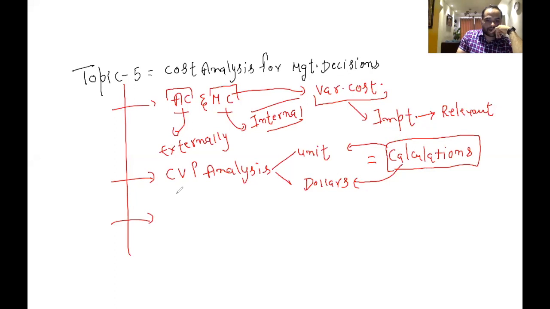Then next is the target profit. How many units do we have to sell in order to achieve the target profit? Again, the formula is total fixed cost plus net profit, which is after tax, divided by the contribution margin ratio if you want your answer in dollars, or contribution margin per unit if you want your answer in units, right?